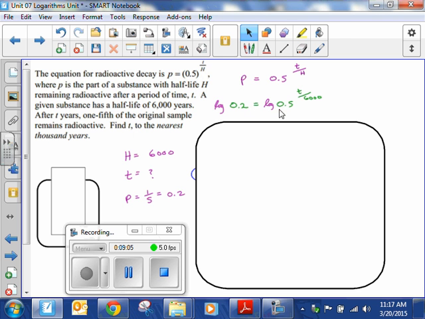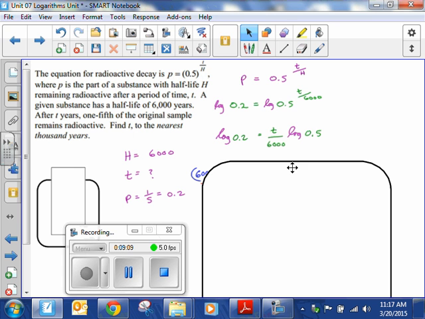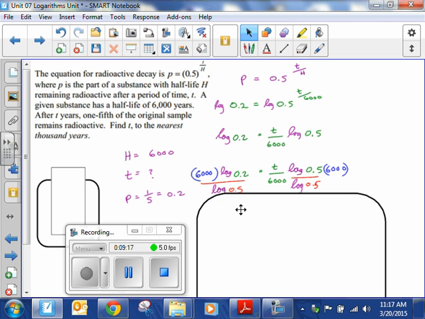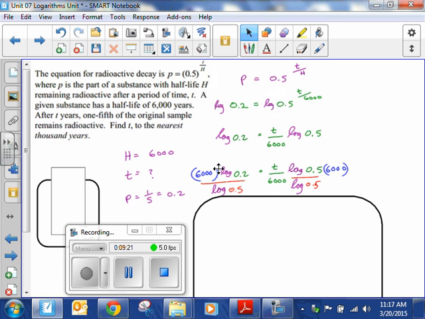We take the log of both sides. As you can see, T over 6,000 comes down as the coefficient. I multiplied both sides by 6,000, so it would cancel with this. And then I divided both sides by log 0.5. This is so we can isolate T.